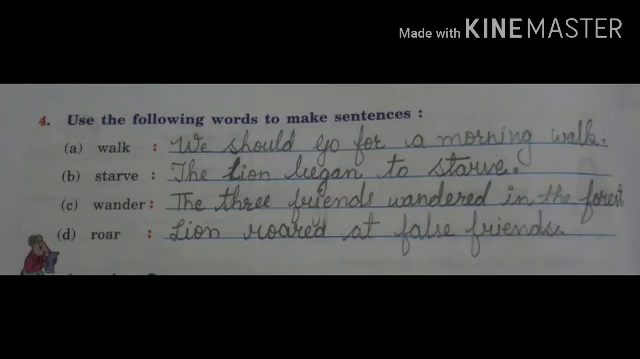Yes, so in the story these sentences. First one, we should go for a morning walk. The lion began to starve is the second one. Third one is the three friends wandered in the forest. And the fourth one is lion roared at false friends. Now let us go to our next exercise.